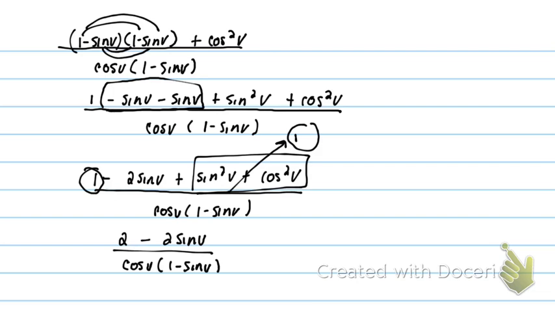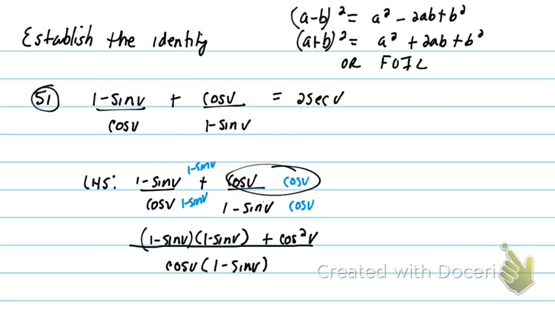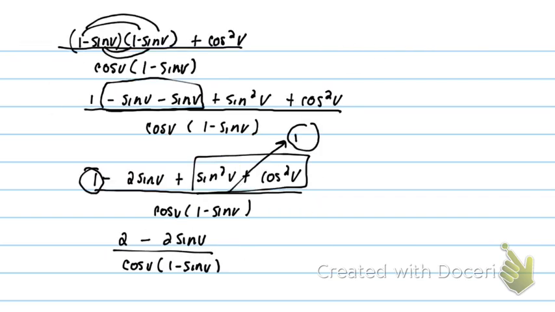And I'm thinking, okay, what did we want again? We want 2 secant V. Okay. All right, we're getting there. In the numerator, do you guys see there's a common 2 that you can factor out? So take out your common 2.